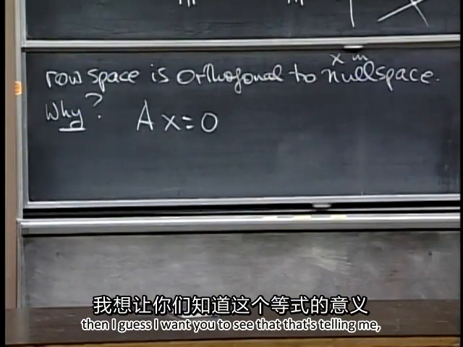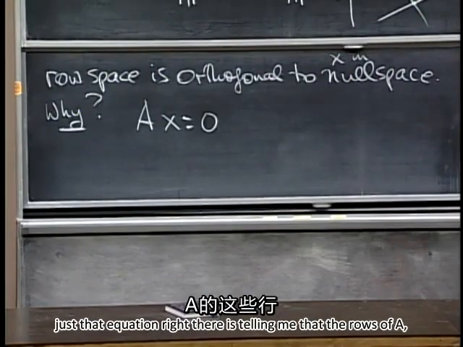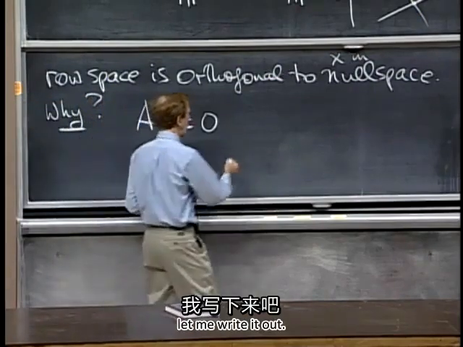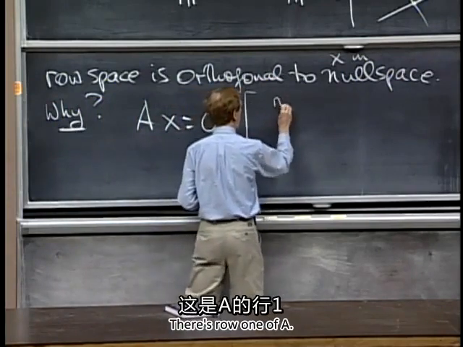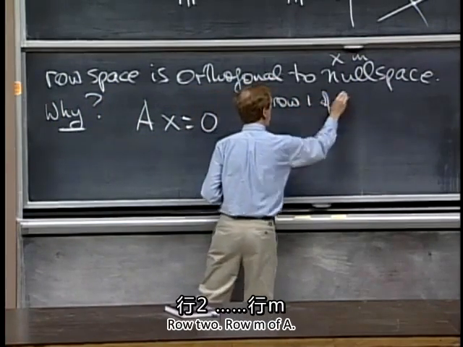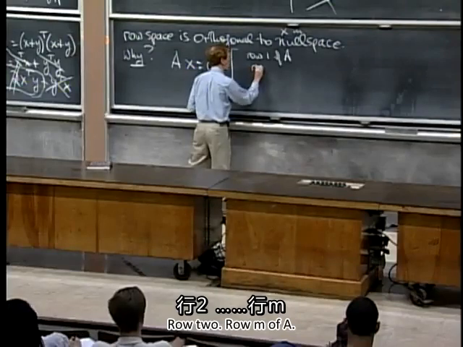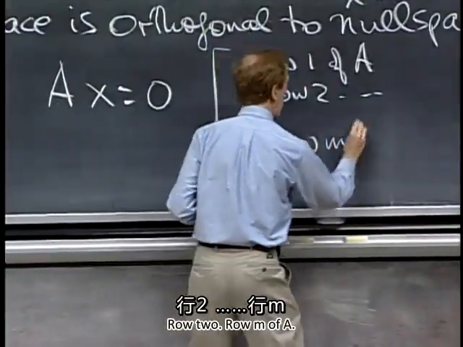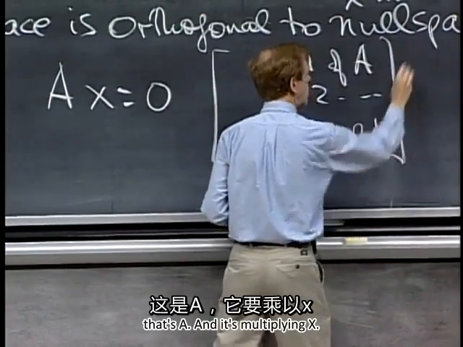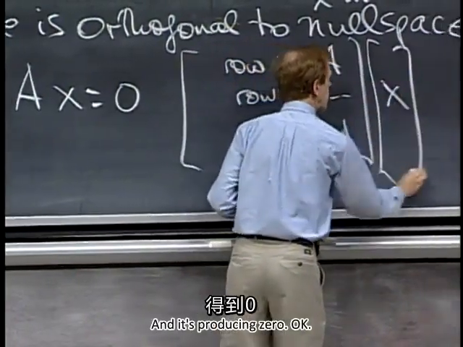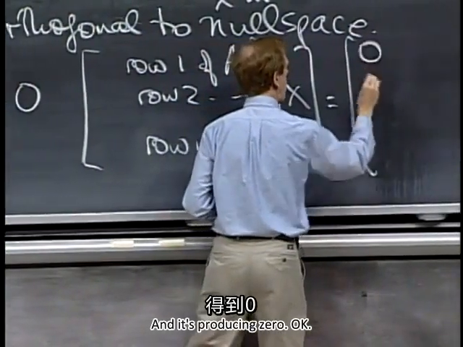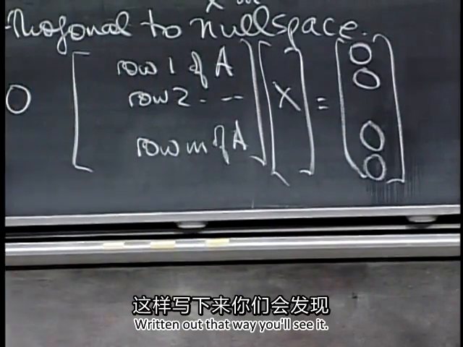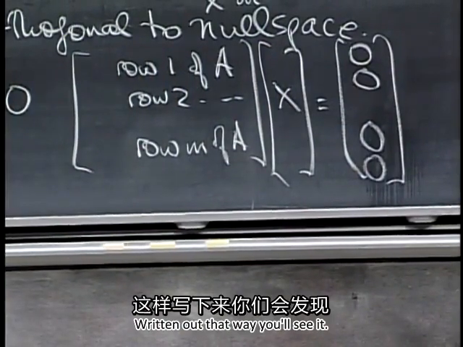then I want you to see that just that equation right there is telling me that the rows of A, let me write it out. There's row 1 of A. Row 2. Row m of A. That's A. And it's multiplying x, and it's producing 0. Okay. Written out that way, you'll see it.